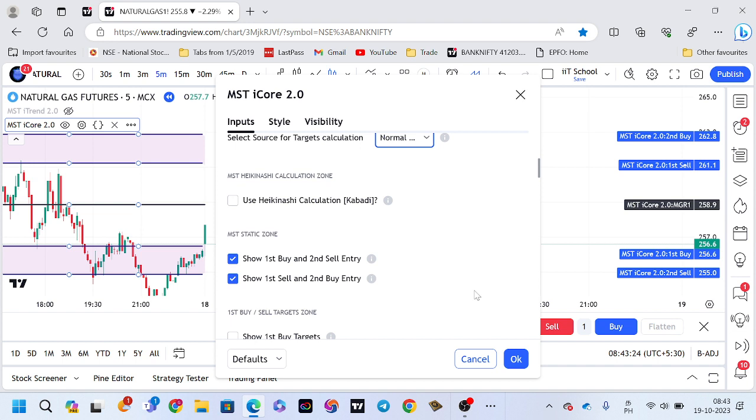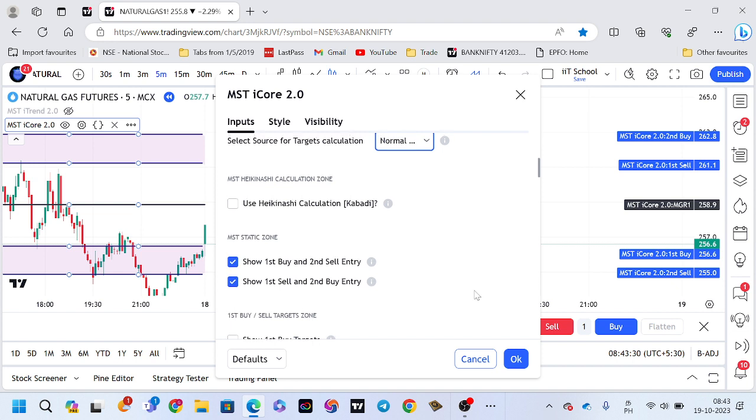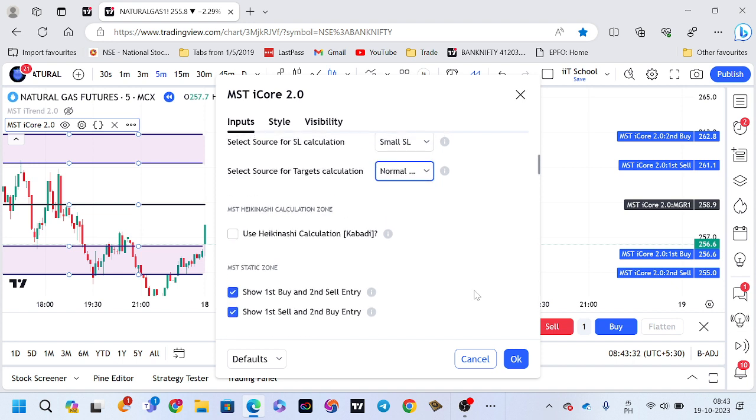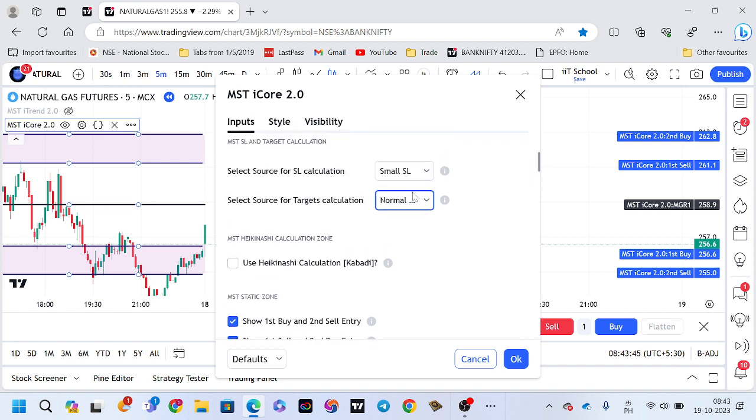So minimum you can keep in normal stop loss. Actually I forgot in which language I started. Okay, anyway I will continue in English. If you are keeping a 1:1 ratio, you can keep a small stop loss and small target, and if you are keeping a 1:2 ratio, you can keep a small stop loss and normal target.